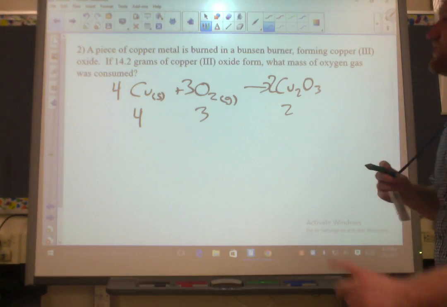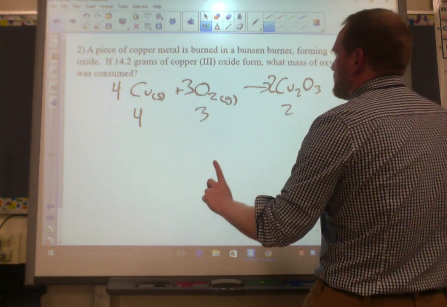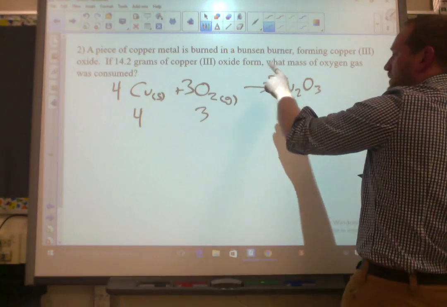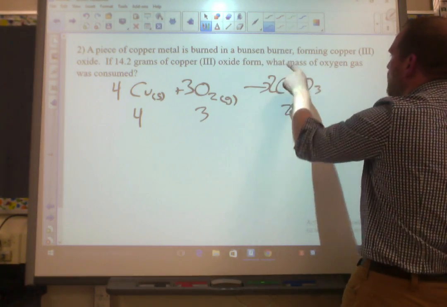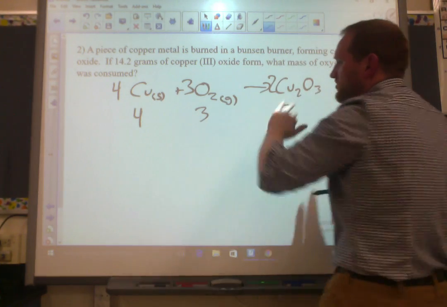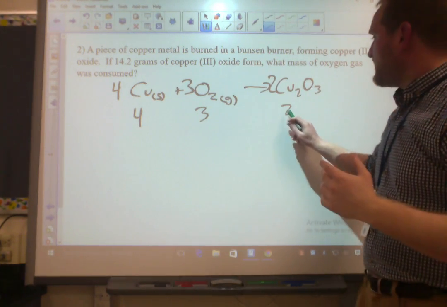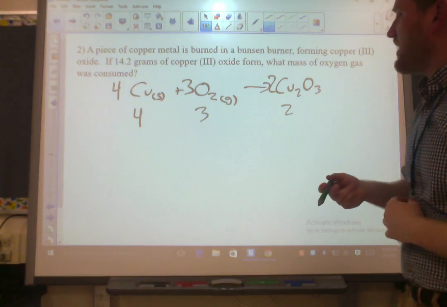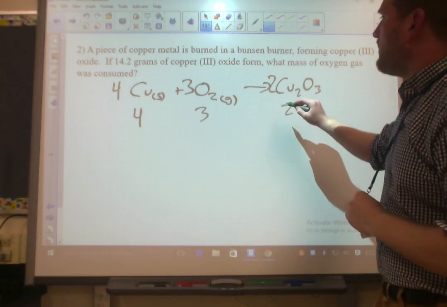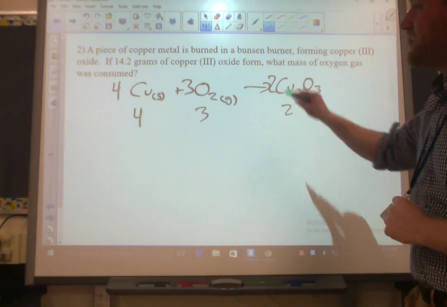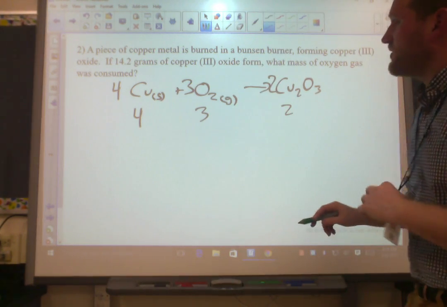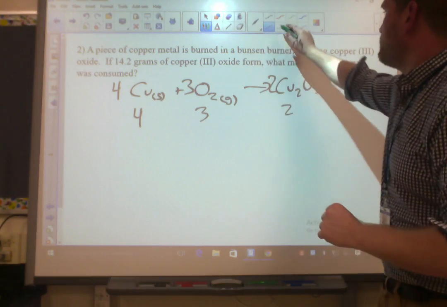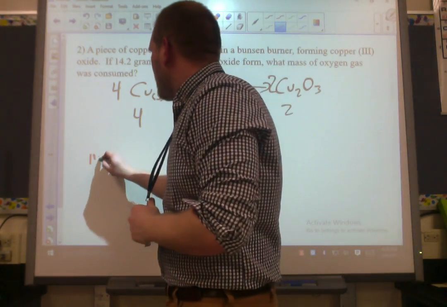So the question says, if I put 14.2 grams of, oh, I see, I'm telling you how much of the product formed. I'm telling you 14.2 grams of this formed, what mass of oxygen gas must have been consumed? So it's still a grams in, grams out problem. It's just kind of working backwards. So I need to find out how many moles of this went in, not grams. I cannot just say 14.2 and then get that ratio because it's not a grams ratio, it's a moles ratio. So let's work it out.